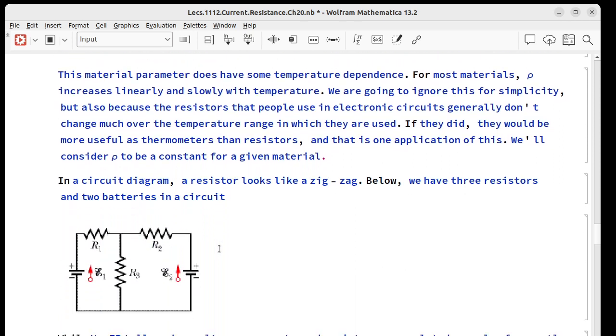Now, there is some temperature dependence on this material parameter. In general, for most things, resistivity goes up with temperature, but not very fast. We're going to ignore it because the resistors that people use for electronic circuits, we don't usually want them to change much over a given temperature range. They would be better as thermometers than resistors if that's the way it worked. And that is one way to make a thermometer. We're just going to consider rho to be constant for a given material, not a function of temperature.